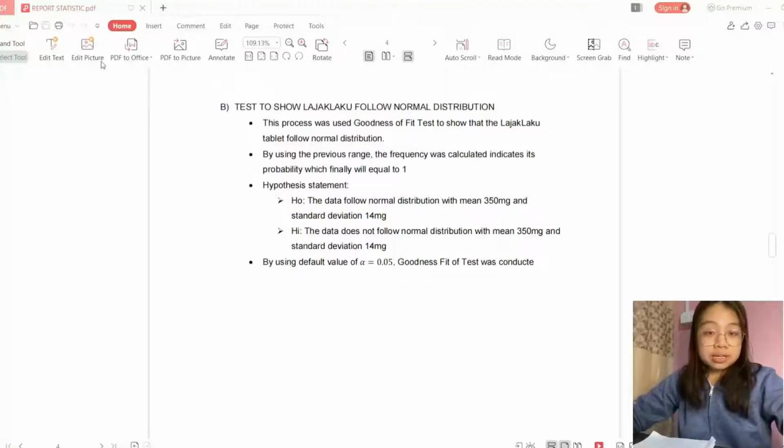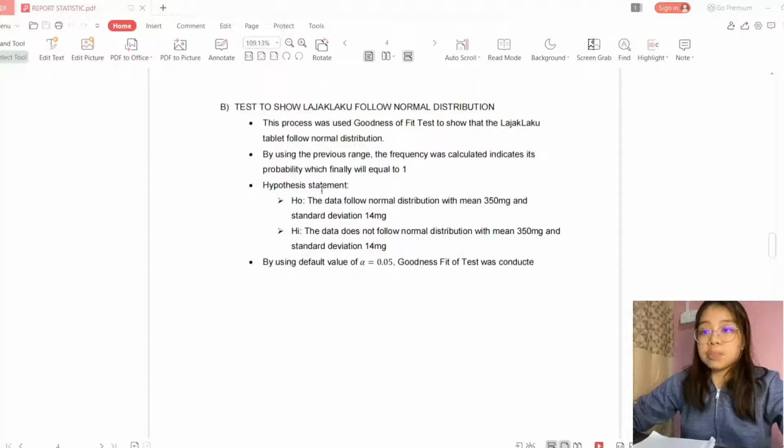Hello everyone, my name is Eva Clarista binti Arjisli, and I'm going to explain part B of this Lajakkuruih tablet production analysis. In this part B, we have to do a test to show whether Lajakkuruih follows the normal distribution or not. In this process, we will use the goodness of fit test to get significant evidence of whether the Lajakkuruih tablet follows normal distribution or not.